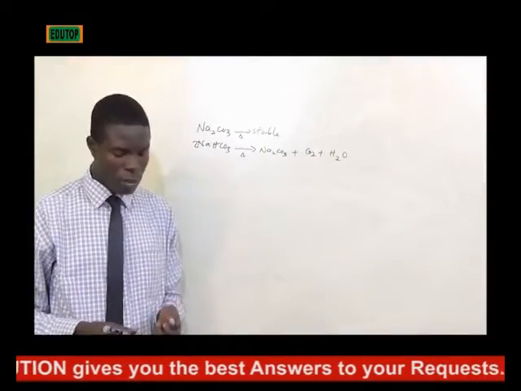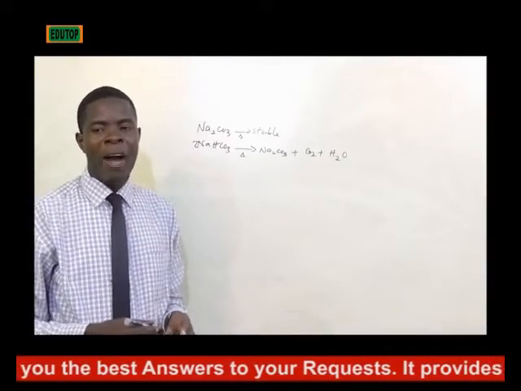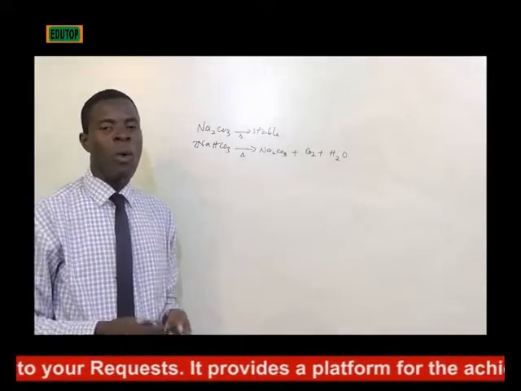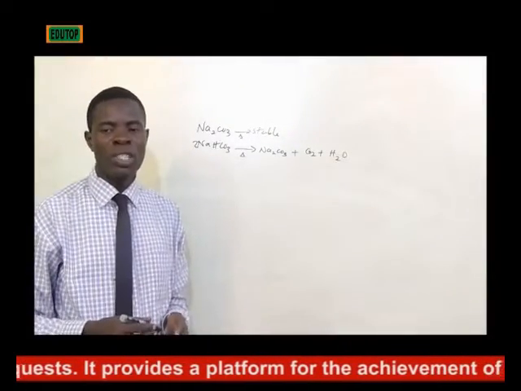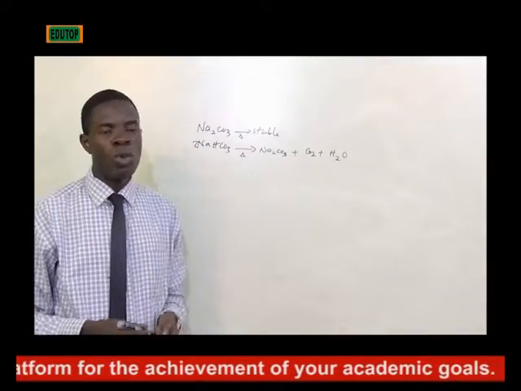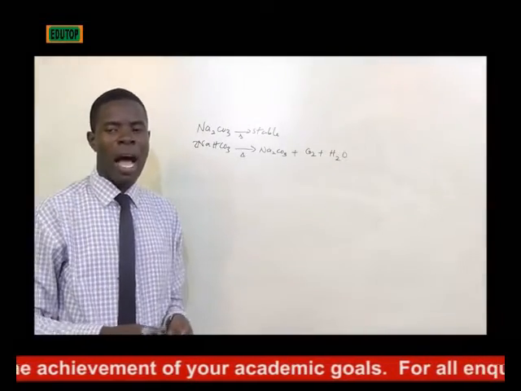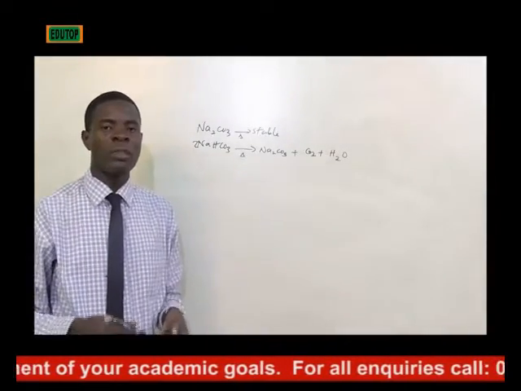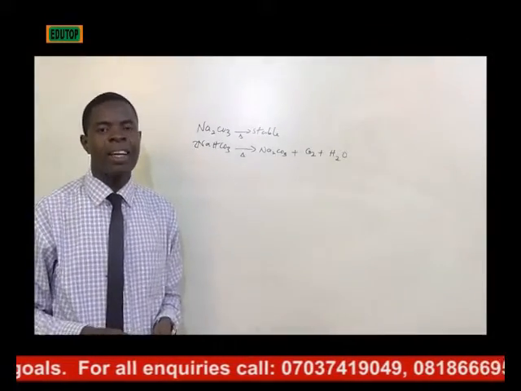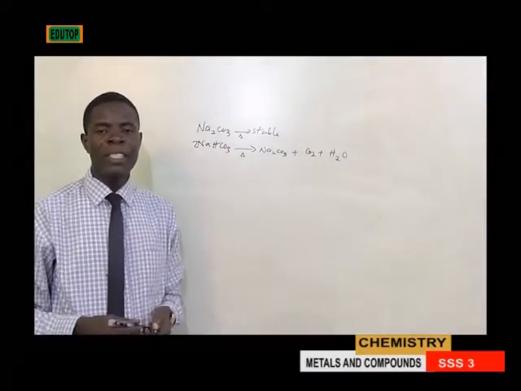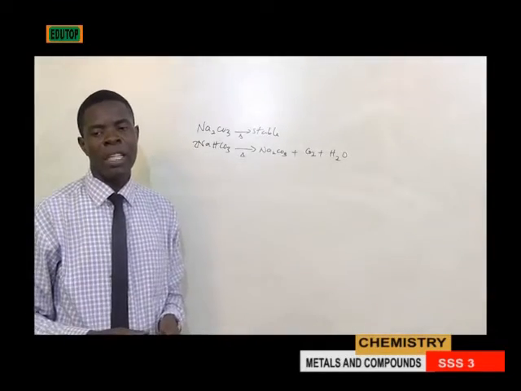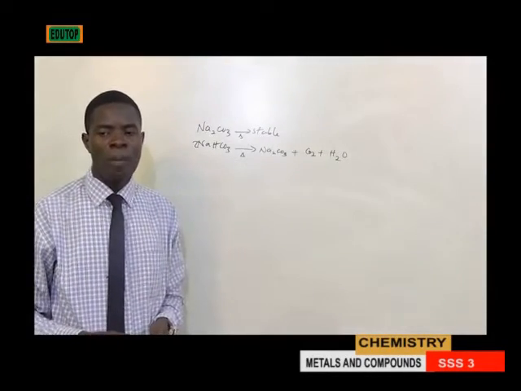Question number 3. Why are group 1 metals good reducing agents? The reason why group 1 metals are good reducing agents is simply because they have a tendency to donate electrons and become univalent positive ions. Question number 4. What are alkali? Alkali are basic hydroxides that are soluble in water. That's the answer to question number 4.